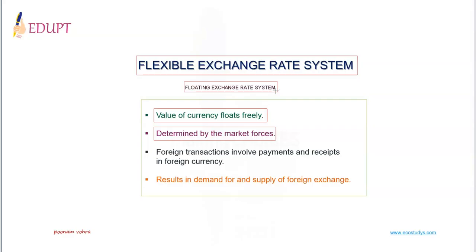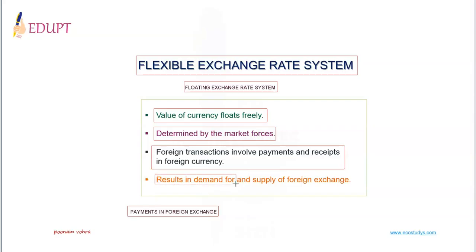Every country has foreign transactions in goods, services and capital. These transactions involve payments and receipts in foreign currency. Payments in foreign exchange result in demand for foreign exchange and receipts in foreign exchange result in supply of foreign exchange.